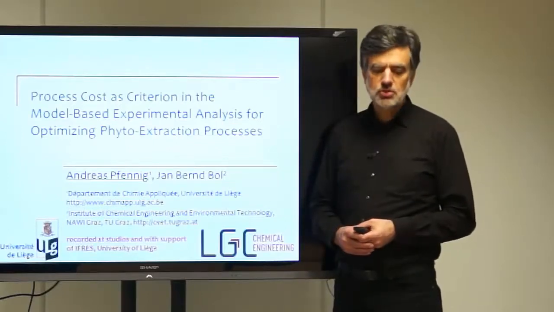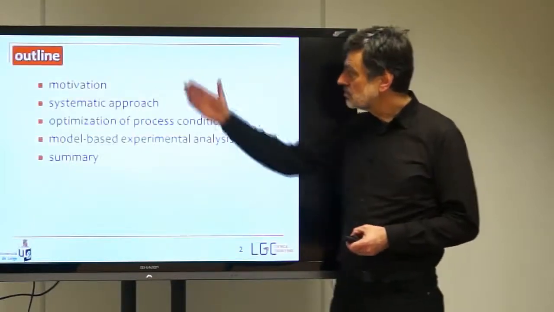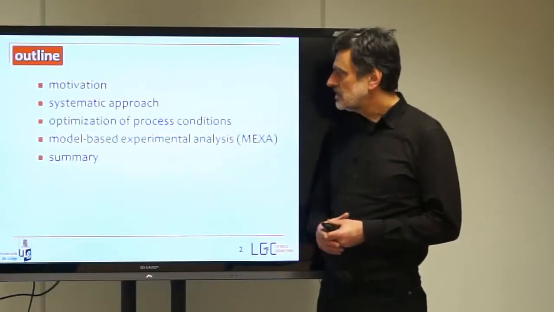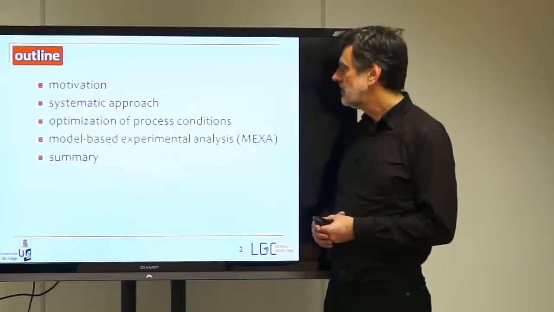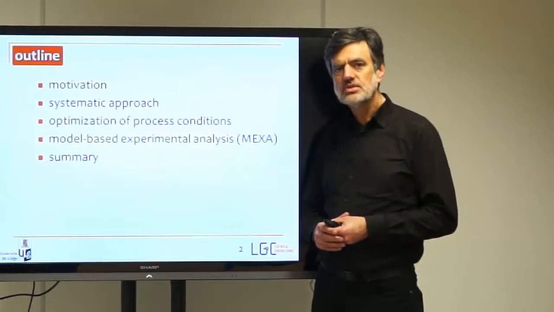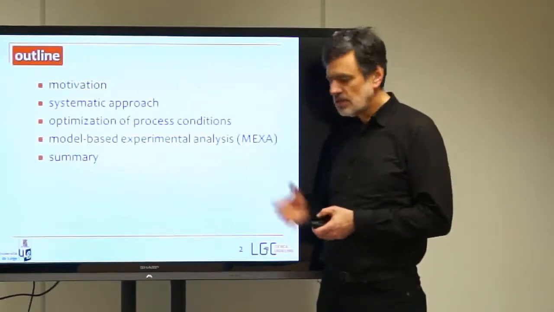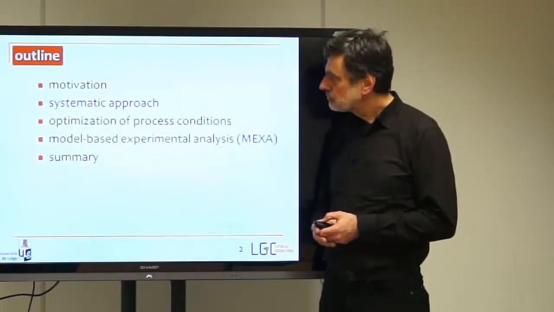So what is the motivation for our work? Well, before that I should give perhaps a little outline. First the motivation, then the systematic approach will be explained. Optimization of process conditions is then the next step to be done. Finally, I will introduce you to model-based experimental analysis and show how this can be applied also in the context of cost optimization. And finally, I will summarize the results in one slide.